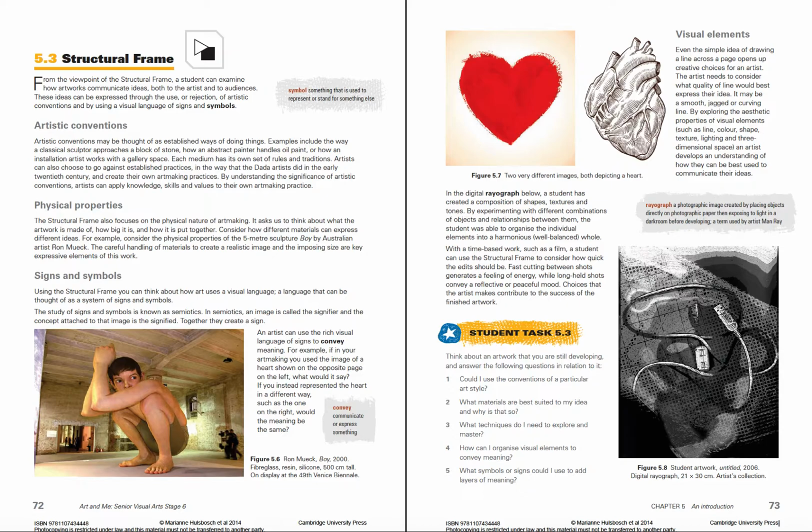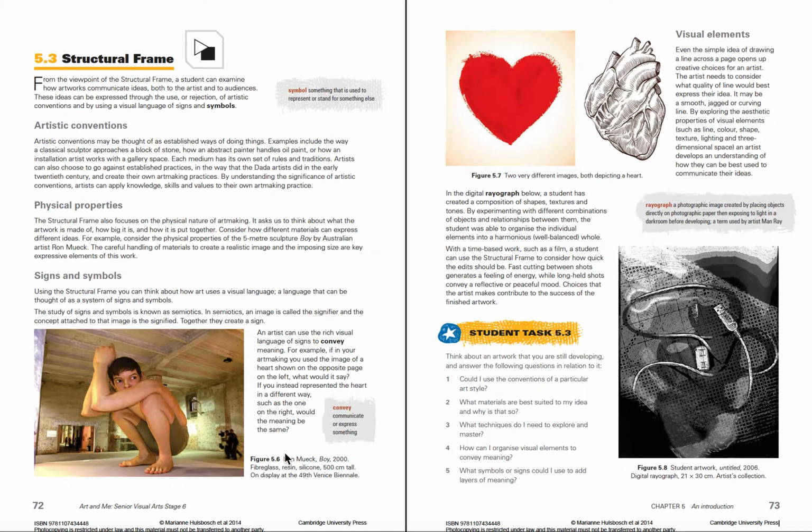Okay, so by understanding the significance of artistic conventions, artists can apply knowledge, skills, and values to their own art making practice. Okay, so the physical properties. The structural frame also focuses on the physical nature of art making and asks us to think about what the artwork is made of, how big it is, how it was put together. So consider how different materials can express different ideas. And we look at the example of Boy, which is this image down here.